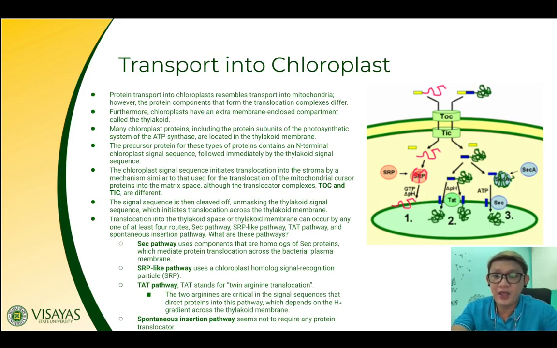The TAT pathway stands for twin arginine translocation. The two arginines are critical in the signal sequences that direct proteins into this pathway, which depends on the proton gradient across the thylakoid membrane. The fourth one is the spontaneous insertion pathway, which does not require any protein at all, it's just inserted across the thylakoid membrane.